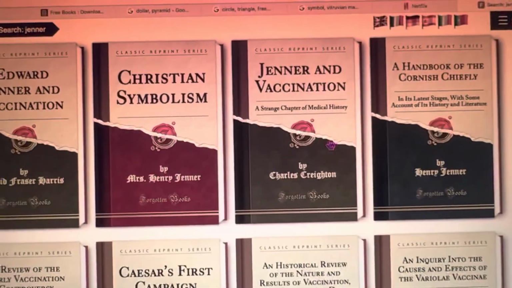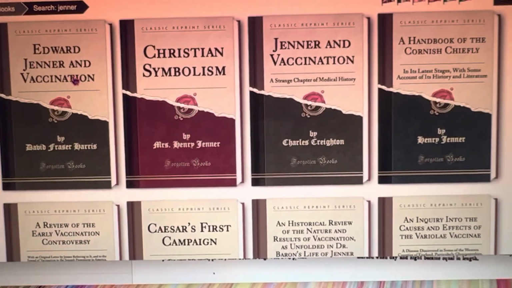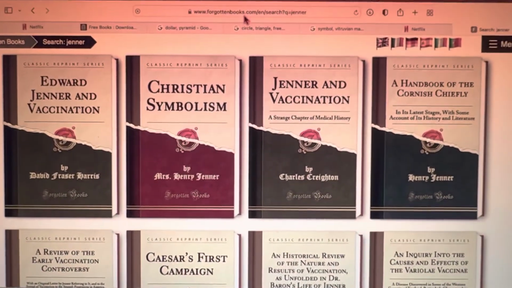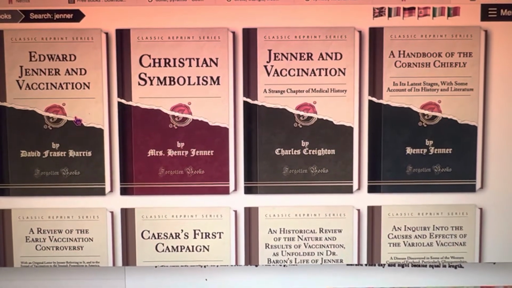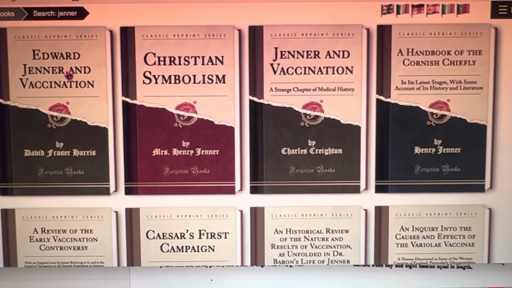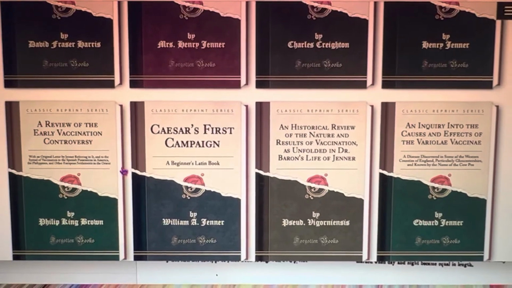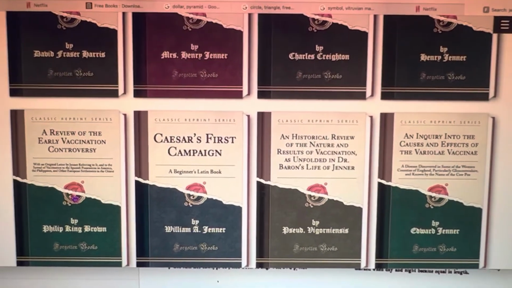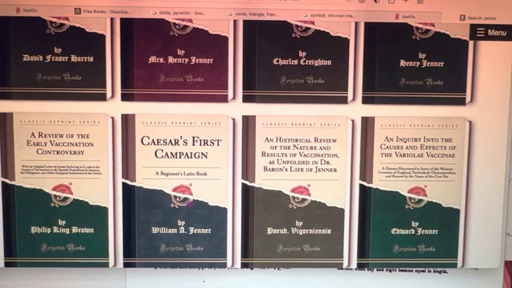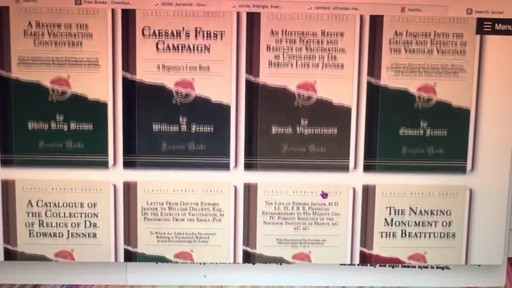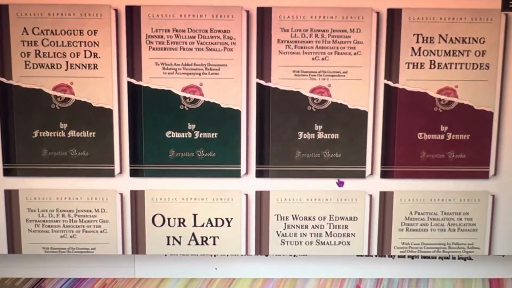Now, I got that book off of ForgottenBooks.com. It doesn't seem to be here now, but I do have a copy of it. Forgotten Books requires a membership. It's like $8 a month, but you can find a lot of these old books. So here's a couple: Edward Jenner and Vaccination, Jenner and Vaccination. Now, a lot of these books are purely propaganda by the Freemasons or the progressives or whoever have you, who would like to make sure that the poor stay inoculated. Okay.